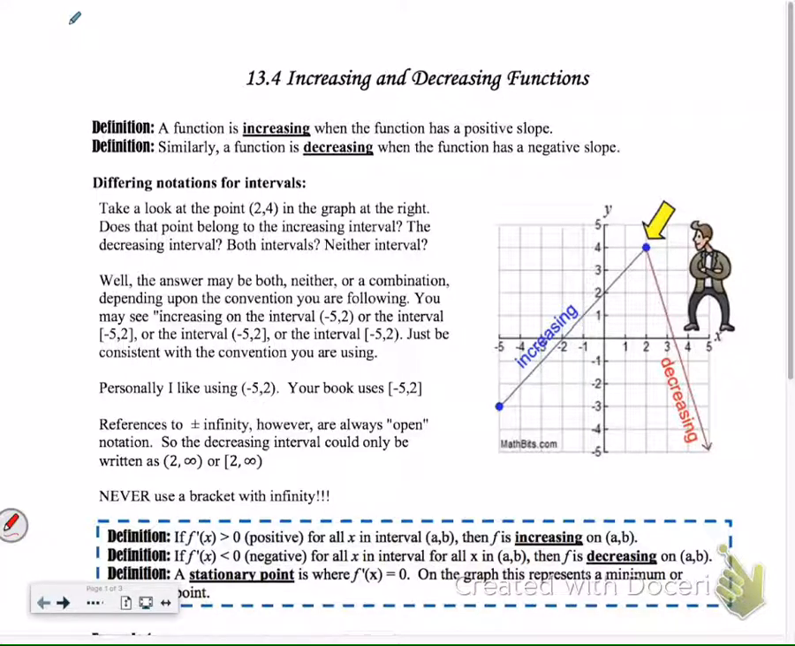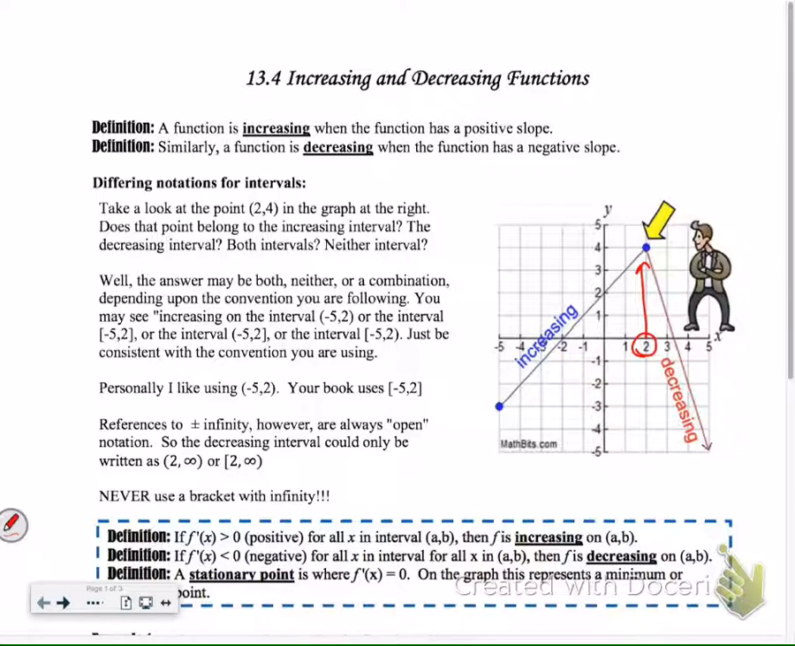Now, when you give these intervals of increasing and decreasing, you're giving it as intervals of x's. It's like for how long. I don't care what I'm increasing to, I just want to know when do I stop increasing. So on my graph here, I stop increasing at 2.